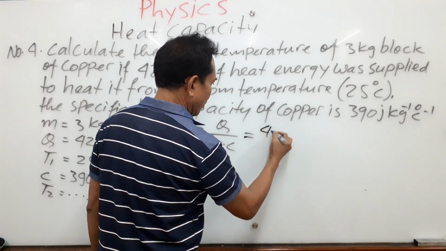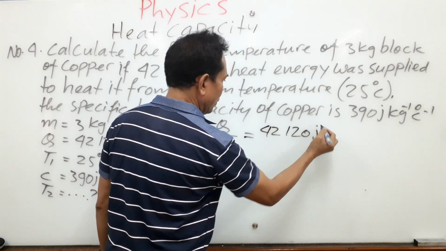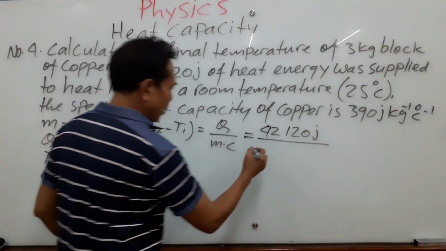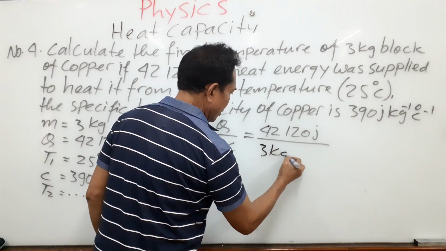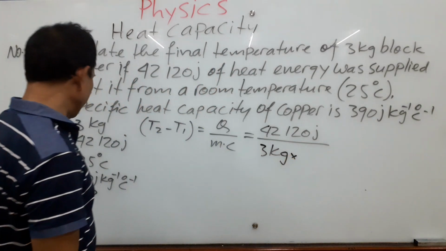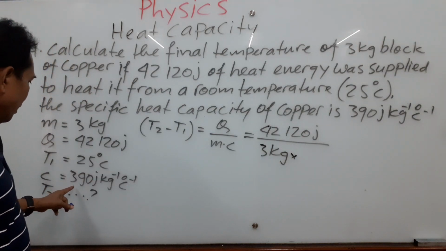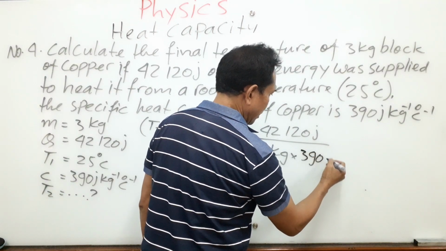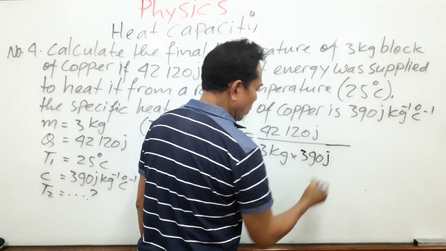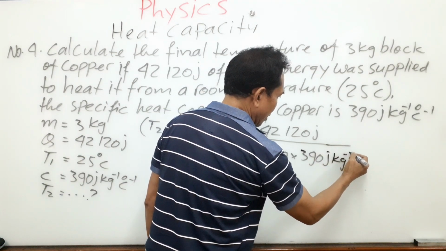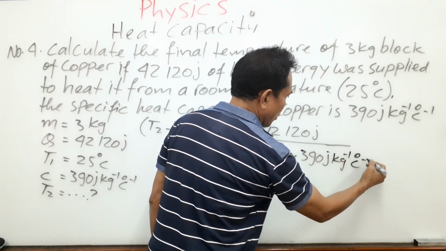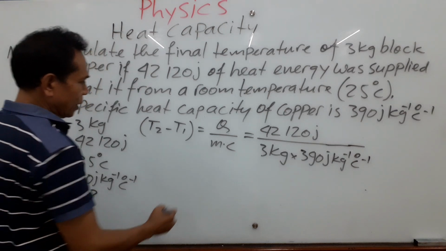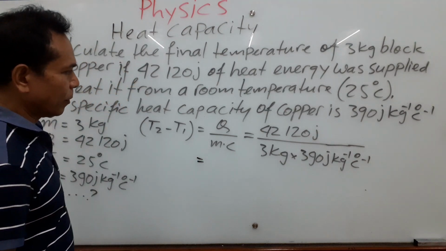So we put here 42,120 joule over mass, which is 3 kg, times C, heat capacity, 390 joule kg power minus 1 degrees Celsius power minus 1. We need to write the unit. In physics, those units are important. Okay, we continue here.